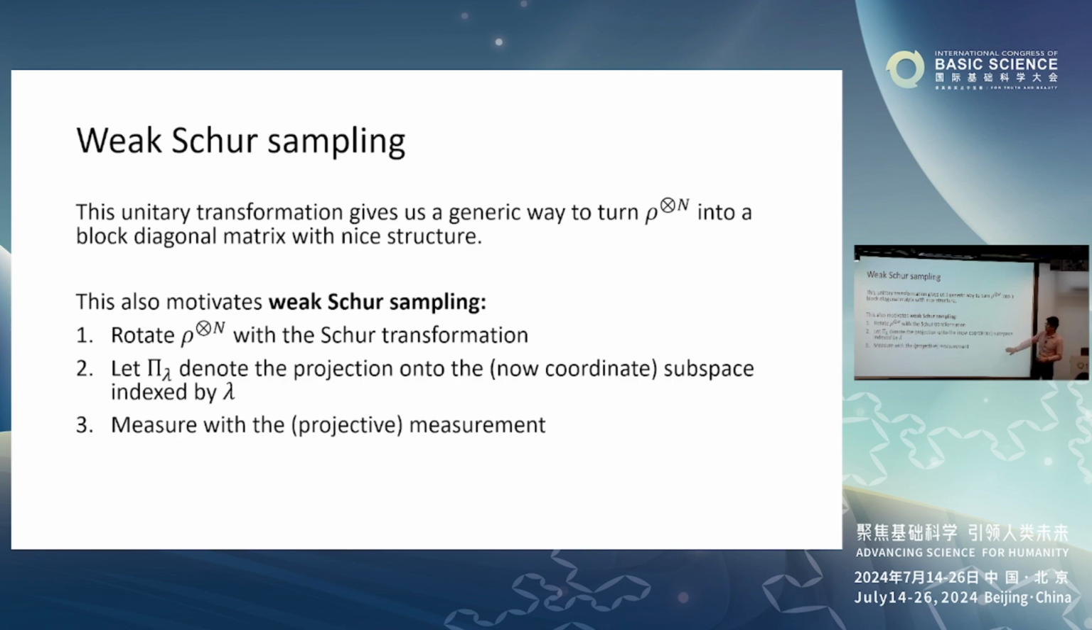And then you measure in the measurement given by this set of projections which span all of R^D. So this is weak Schur sampling. Again, the idea is simply that once you've applied this rotation, you should just measure in this coordinate basis, because any rho tensor n is block diagonal, so you should also be block diagonal.